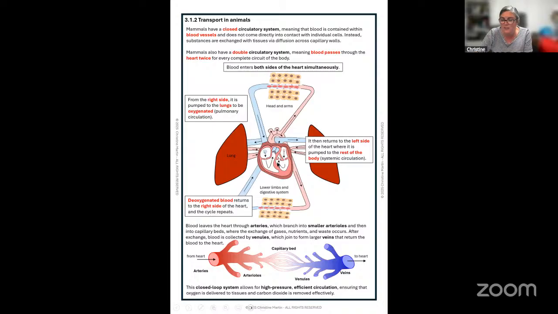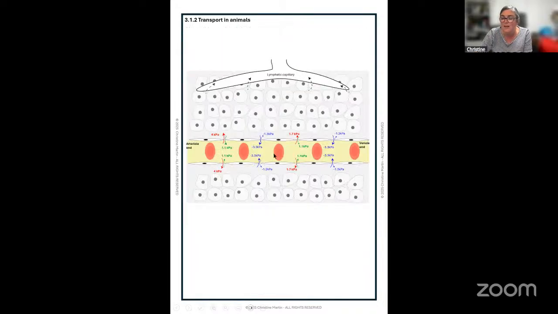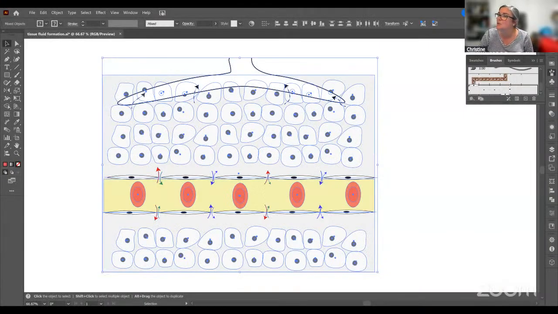And then you've got your circulatory system, your different blood vessels, and then this last one that I'm currently working on, which is tissue fluid formation. That's what I've been working through. And this will be available to purchase once I have finished it. But obviously, it takes time to work on. So this is my one that I'm currently doing on Adobe Illustrator. And this is what I was actually working on.